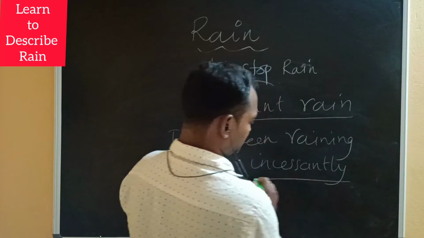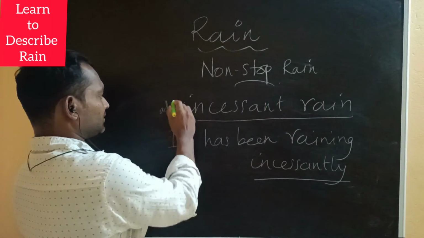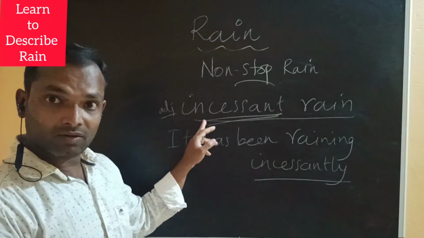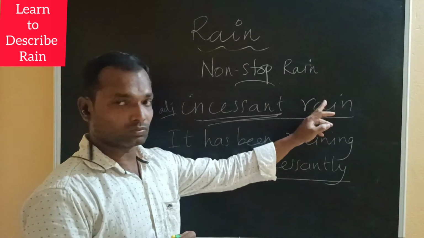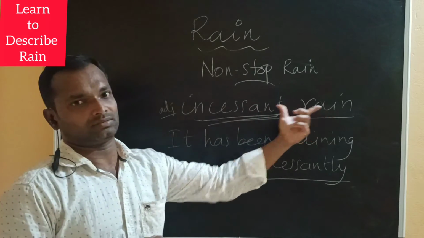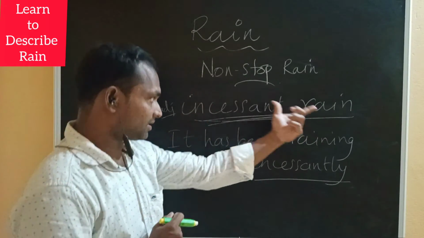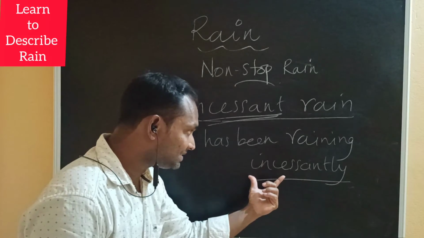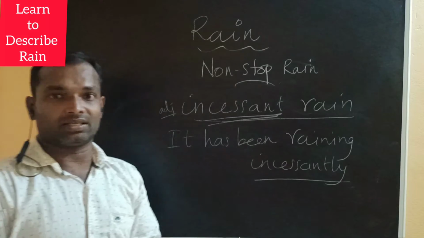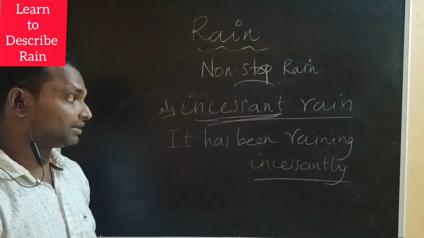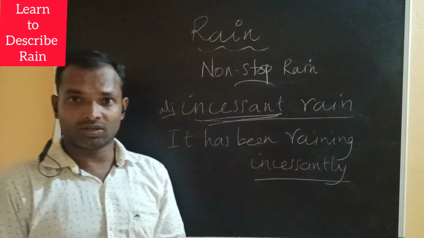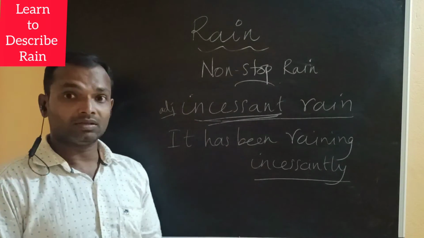Incessantly is an adverb. Incessant is an adjective. What's the work of an adjective? It describes the noun rain. Incessant rain means continuous rain. So it has been raining incessantly. It means it has been raining continuously. So you can use either incessantly or continuously.